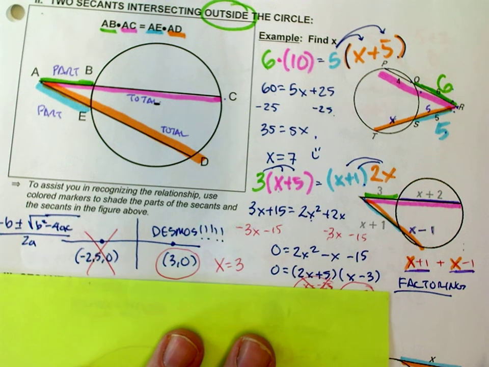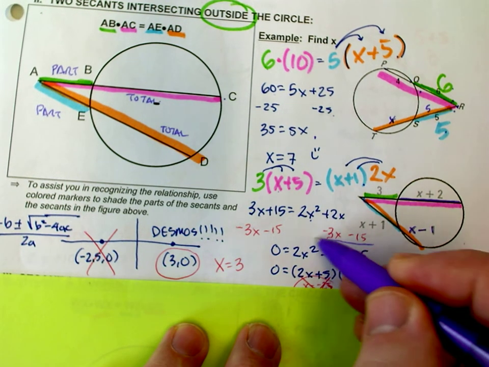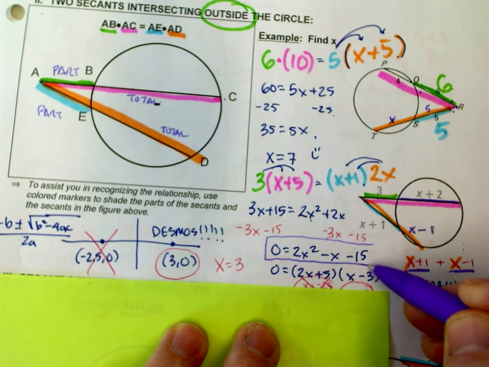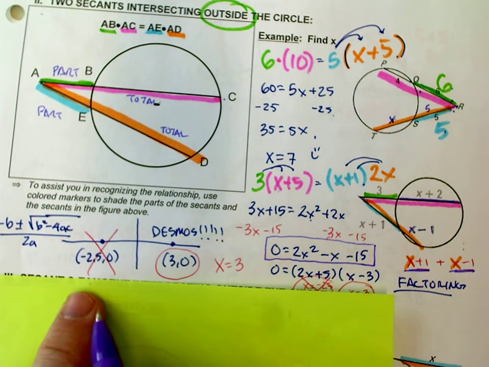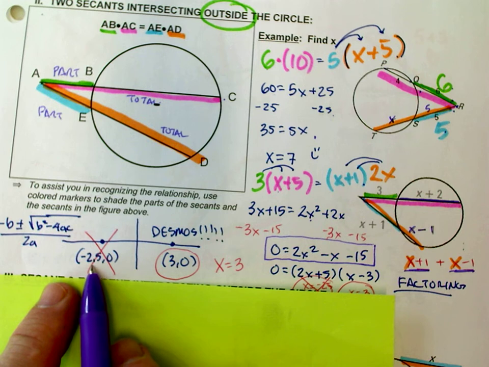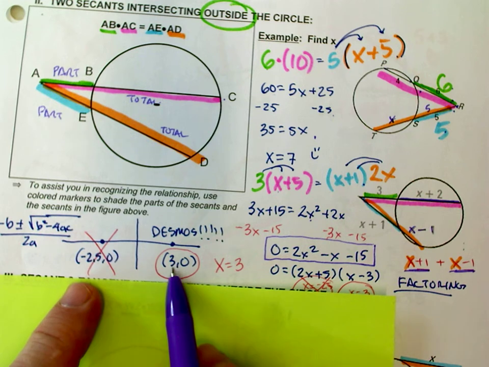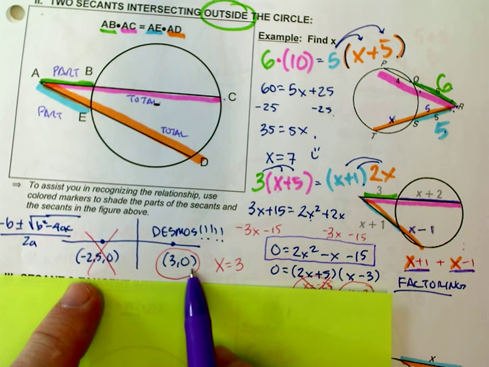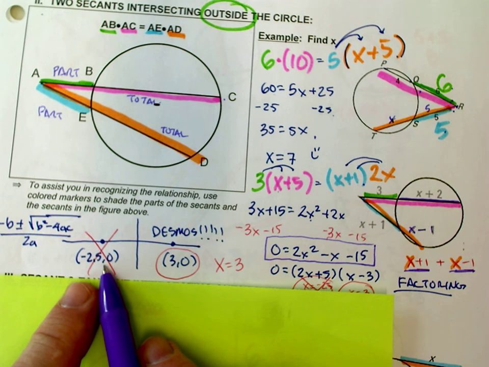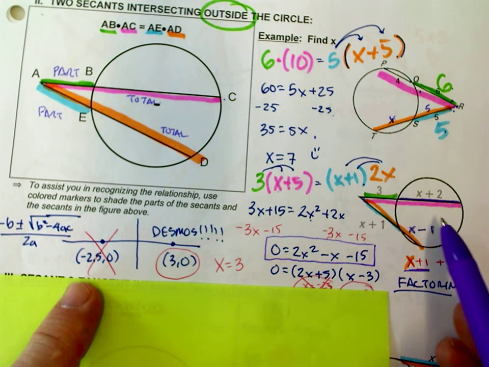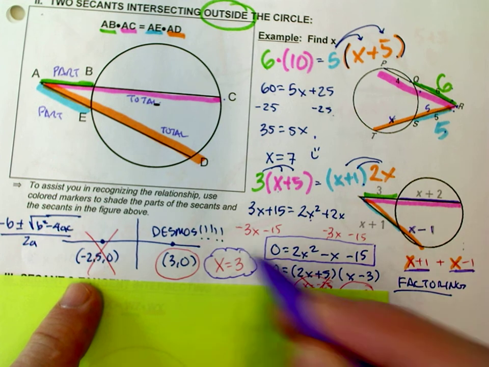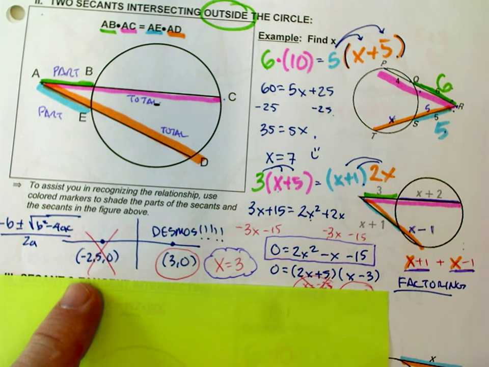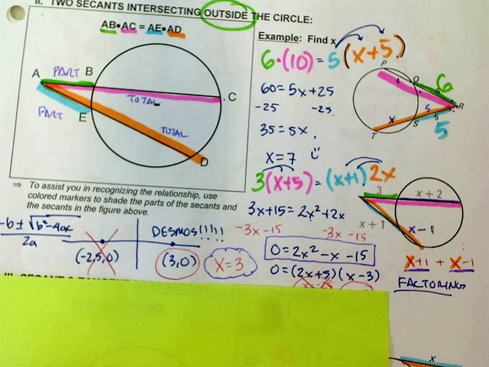Same thing again. Put this into Desmos. That's going to graph it. You're looking for the zeros. One of the zeros is negative 2.5, 0. The other one is at 3, 0. A negative value for x will not work in here, so the only value that will work is when x equals 3. That is the solution to this problem.